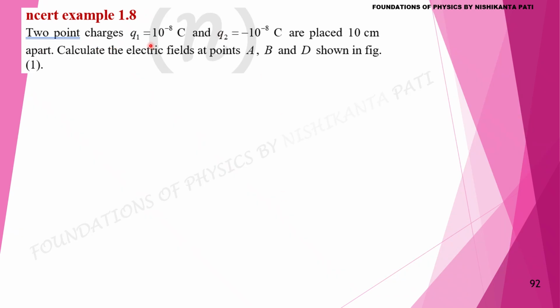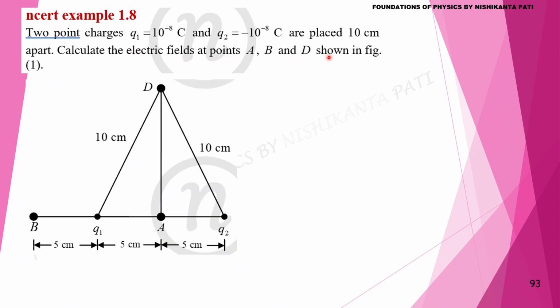Two point charges are given, placed 10 cm apart. Calculate the electric field at the points A, B, D. This is one charge. This is the next charge. We have to find the electric field here, here, and here. This is the end-on point, or the point on the axial line. This is the broadside point, that is the point on the equatorial line. This point also can be considered as a point on the equatorial line with r equal to 0.